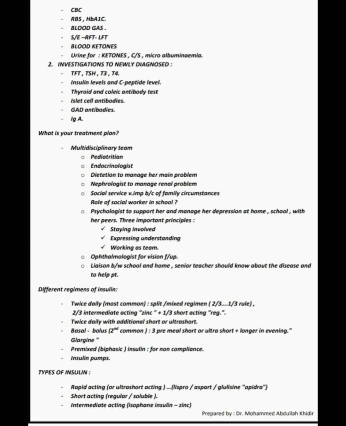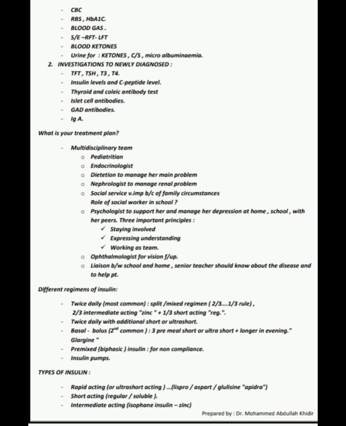Now, different regimens of insulin. Twice daily is the most common. Split or mixed regimen, 2/3 or 1/3 rule: 2/3 intermediate acting zinc plus 1/3 short acting. Twice daily with additional short or ultra short acting. Basal bolus is the second most common: 3 per meal short or ultra short acting, plus longer acting Glargine in the evening. Then premixed biphasic insulin for non-compliance, and insulin pumps. These are the different regimens of insulin.